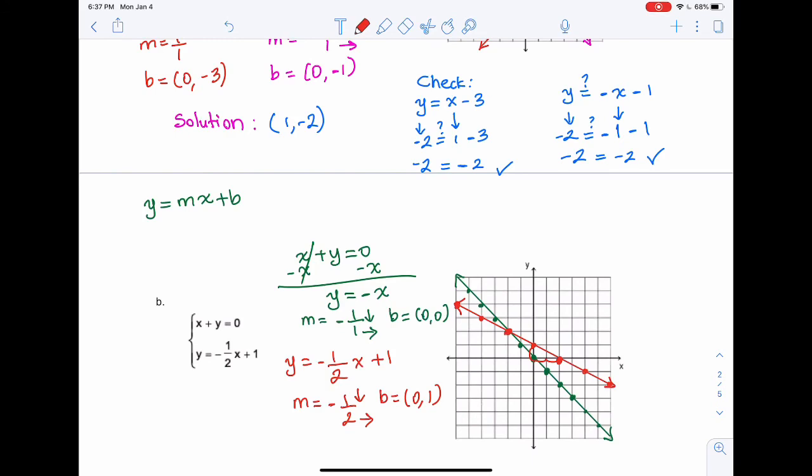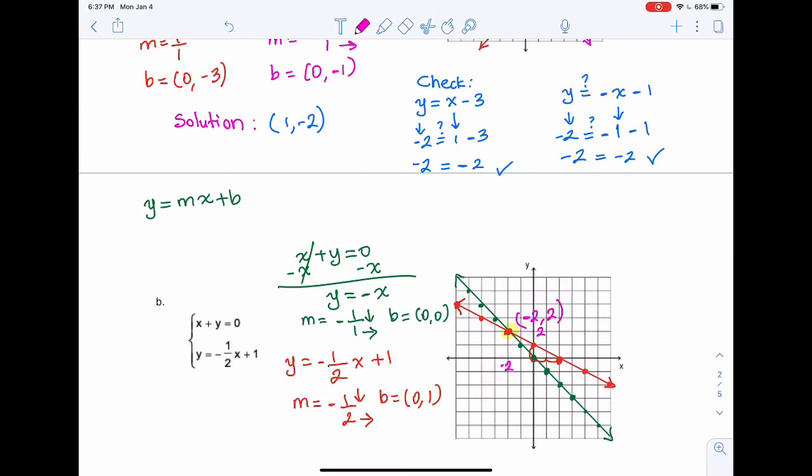okay, let's look at our intersection point. It's right here where the two lines intersect. And our solution then, this is negative 2 and this is 2. So our solution is (-2, 2).